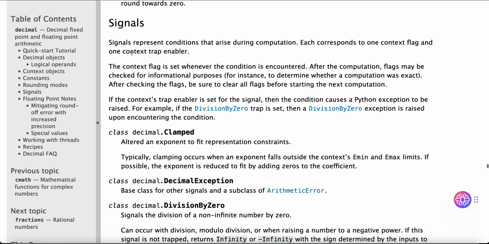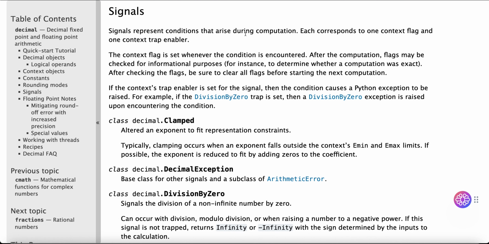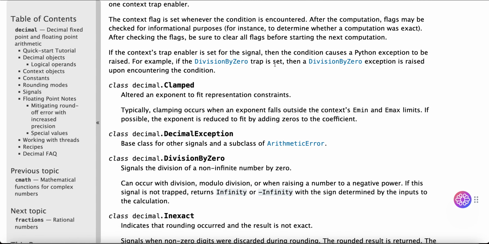Signals. Signals represent conditions that arise during computation. Each corresponds to one context flag and one context trap enabler. The context flag is set whenever the condition is encountered. After the computation, flags may be checked for informational purposes, for instance, to determine whether a computation was exact. After checking the flags, be sure to clear all flags before starting the next computation. If the context trap enabler is set for the signal, then the condition causes a Python exception to be raised. For example, if the DivisionByZero trap is set, then a DivisionByZero exception is raised upon encountering the condition.